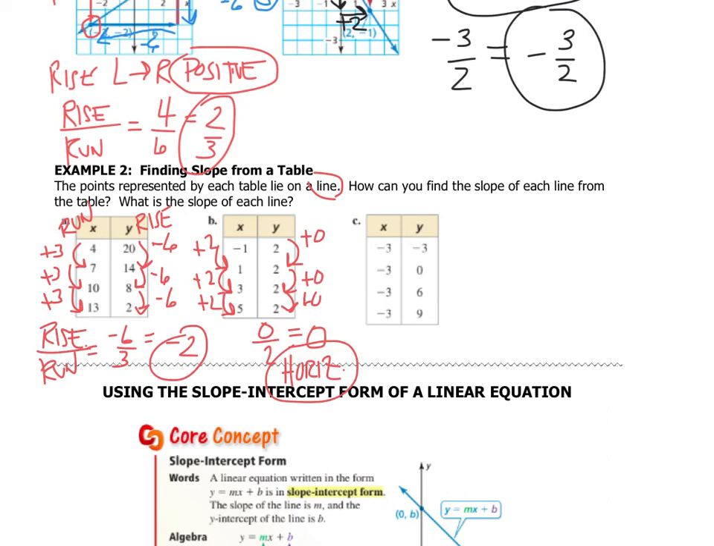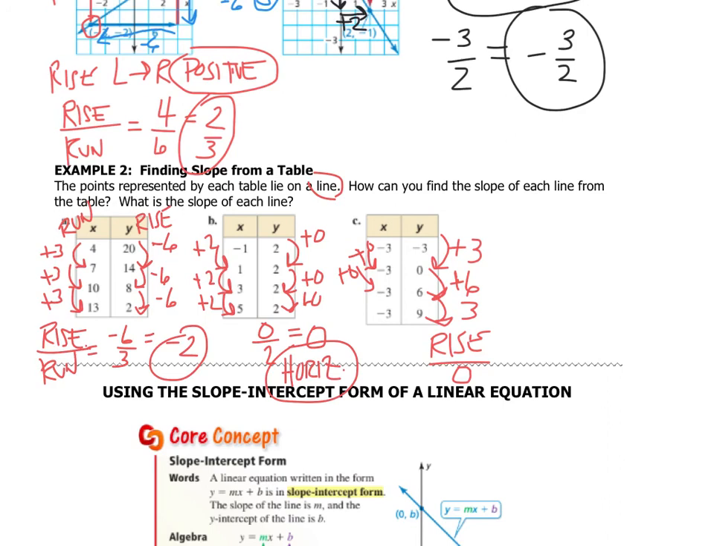And then the last one, here we see a plus 3. We then see a plus 6. And lastly, we see a plus 3 again. But notice over here for our run, I'm just seeing plus zeros all the way down. So this time, notice that we have a rise which is changing a little bit, just because of how the ordered pairs are put down. But the run is very consistently and steady a 0.